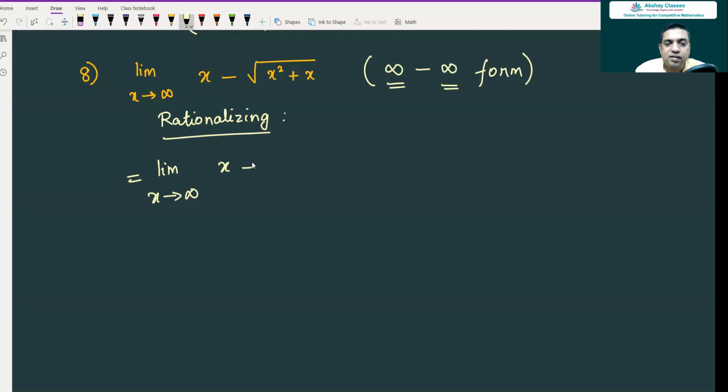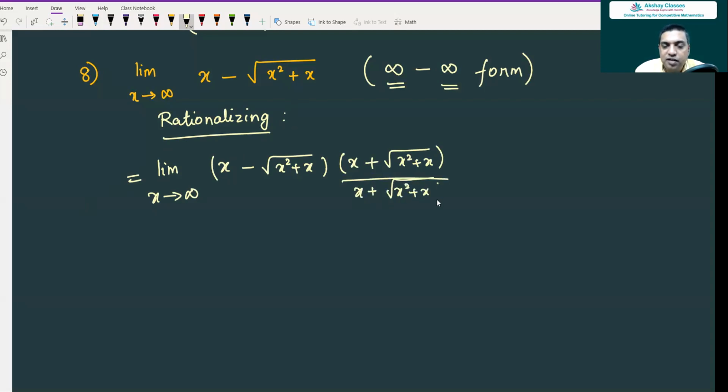the conjugate. So you will get, I'm writing steps here, but you can skip the steps in the exam, while you should directly be able to write. Because I'm teaching you, I'll have to write these steps, but personally, I don't prefer writing steps like this for an objective type exam. I would directly write x square minus of x square plus x by x plus under root of x square plus x.